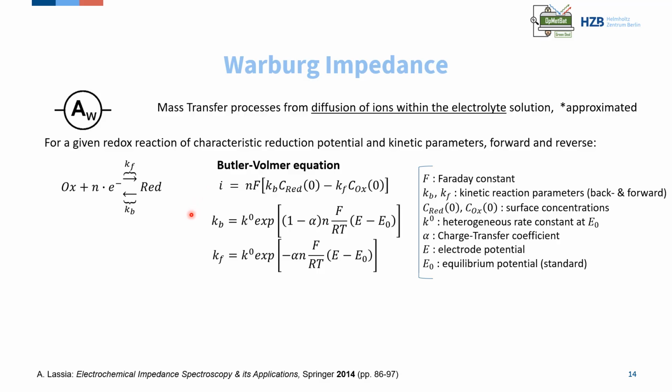The kinetic parameters of the back reaction and the forward reaction can be further calculated in terms of a heterogeneous rate constant at equilibrium potential, and an exponential term with the charge transfer coefficient, the gas constant, temperature, molar equivalence, and the potential increment between electrode and standard equilibrium potential. Therefore, unless there is a voltage applied to the system to create an overpotential, the forward and back reactions could be balanced with each other and there would be no current flow.